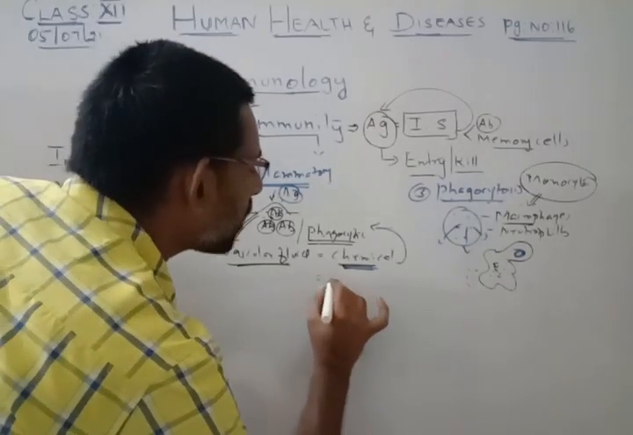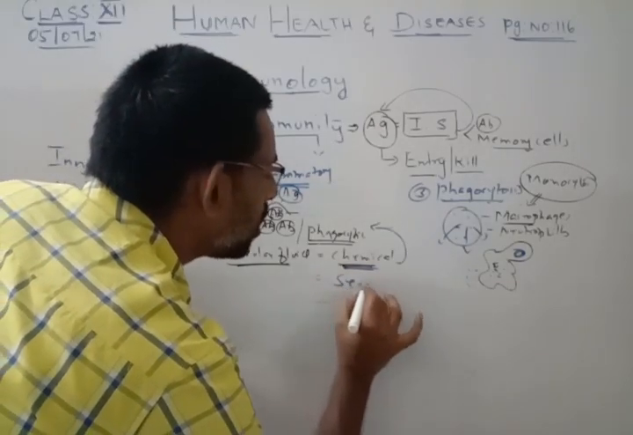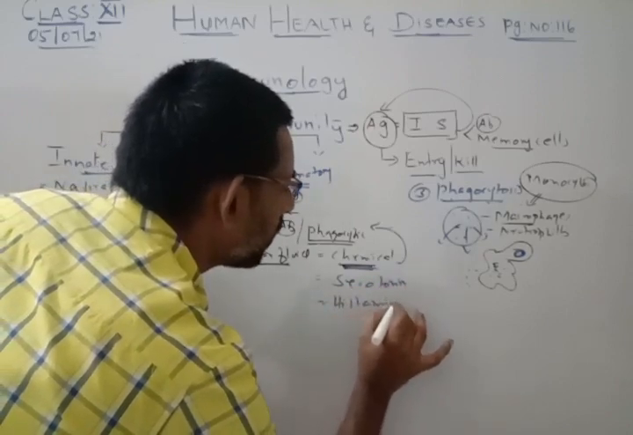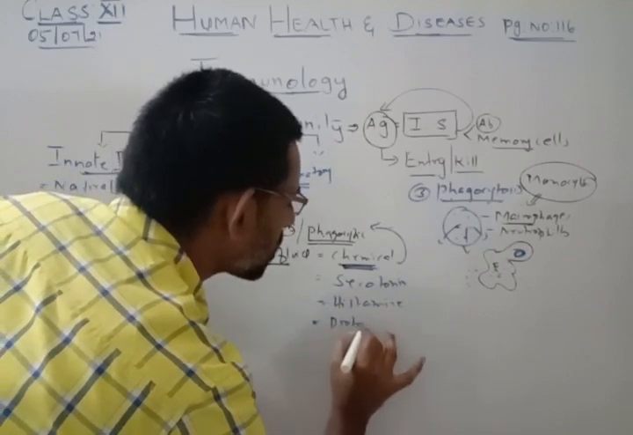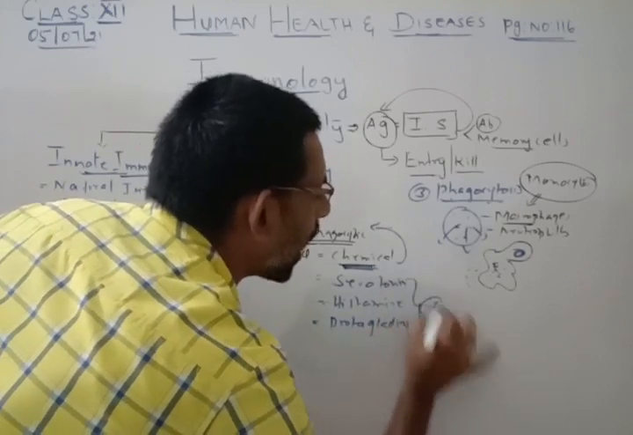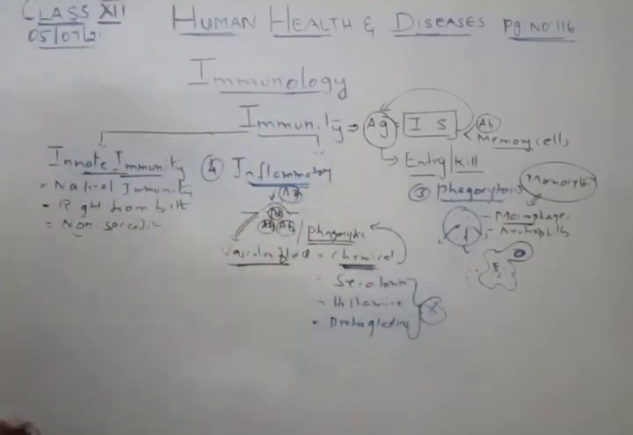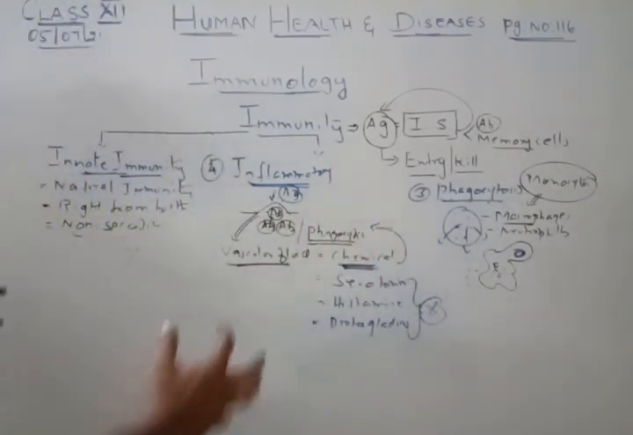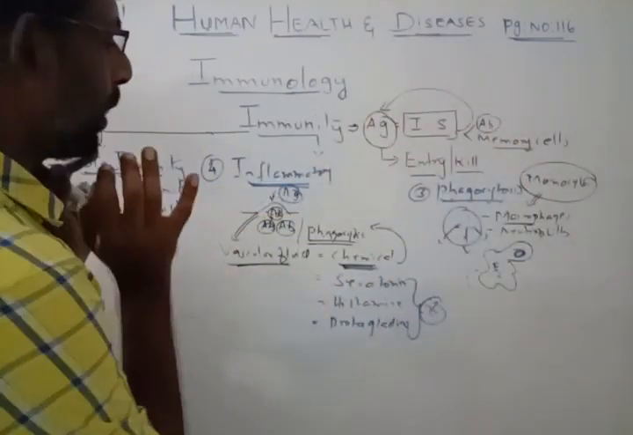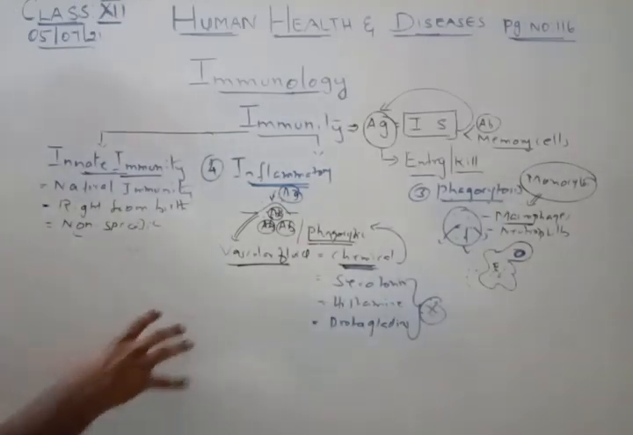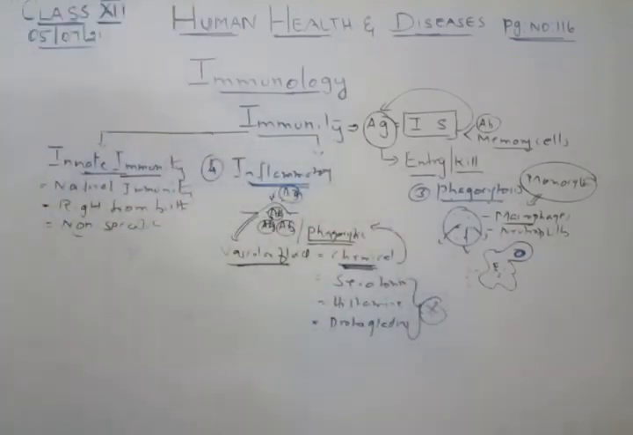There are three chemicals. This is a 3-mark question: serotonin, histamine, and prostaglandins. These are very, very important chemical alarm signals. They are present in the vascular fluid and give signals to the phagocytic cells. So all the phagocytic cells in the body will come and accumulate in one place. That is why that area is swollen. This is a very important one, the inflammatory barriers.